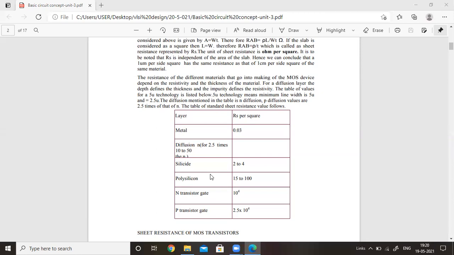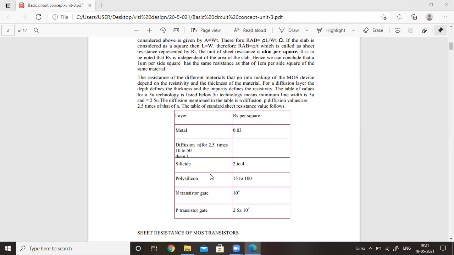So that means width is equal to 5 micrometer, L is also 5 micrometer. What is the lambda here now? Both are 5. So 2 lambda is equal to 5, lambda is equal to 5 by 2, that is 2.5 micrometer. So lambda is equal to 2.5 micrometer. Like this, you can calculate the length and width of the transistor.